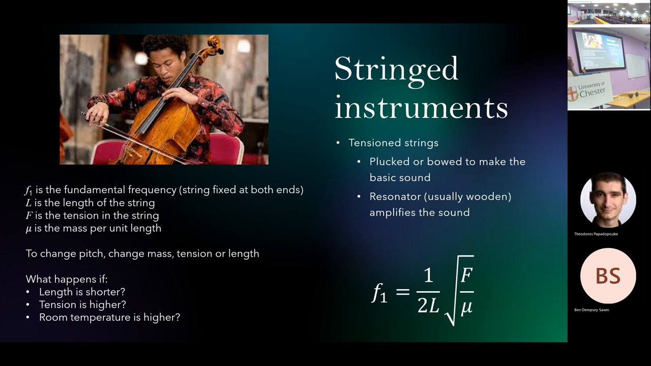Okay, so given all that, what happens if our string is shorter? Well, if it's shorter, then we're going to get a higher frequency. So the further I go up the fretboard, the higher the pitch gets. If the tension is higher, it squeaks, or in a more distressed fashion, its pitch goes higher as well. What happens if the room temperature is higher? This is less obvious. There's nothing in that equation that mentions room temperature. So why would this be affected by room temperature?